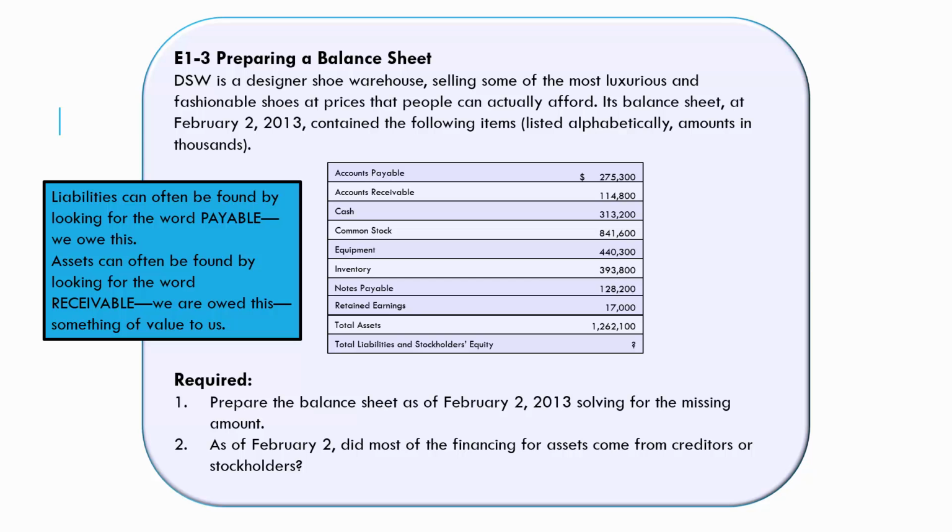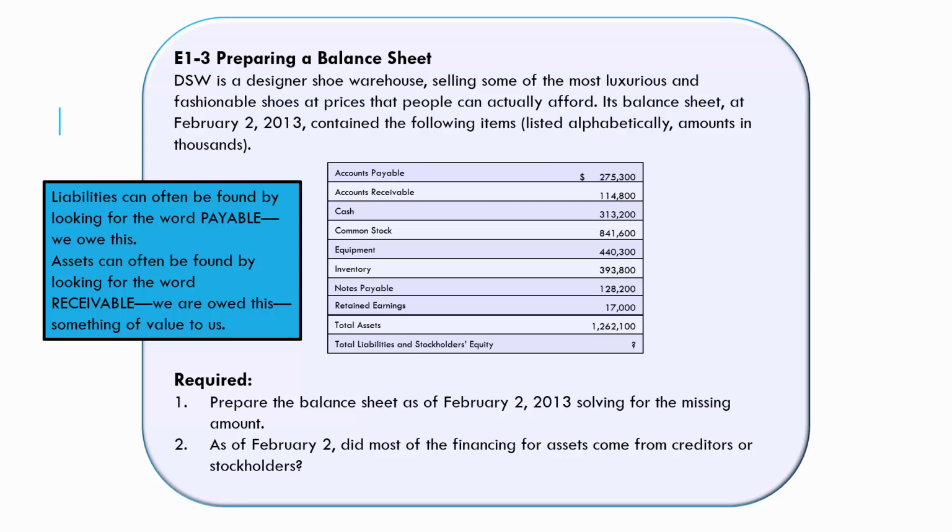Now we have cash, which is always an asset. Common stock is what? Equity. Equipment. Equipment is a thing of value. I'm not sure if I mentioned what inventory is. Inventory are the items we are going to be selling. So this of course has value to us because once we sell it, it will generate revenue, right? So we're going to call that an asset. Note payable, payable, liability. Retained earnings? Well, that's equity. So the two equities up here are common stock and retained earnings.